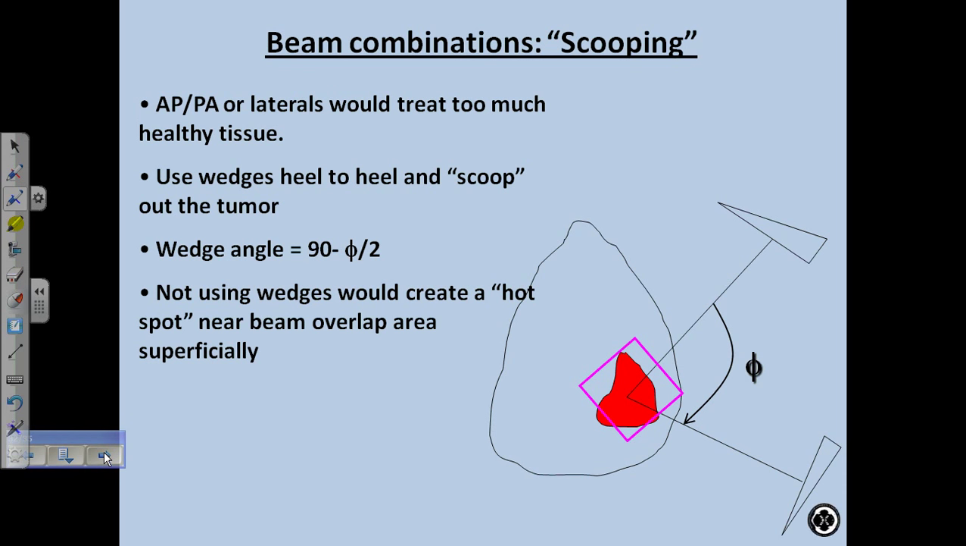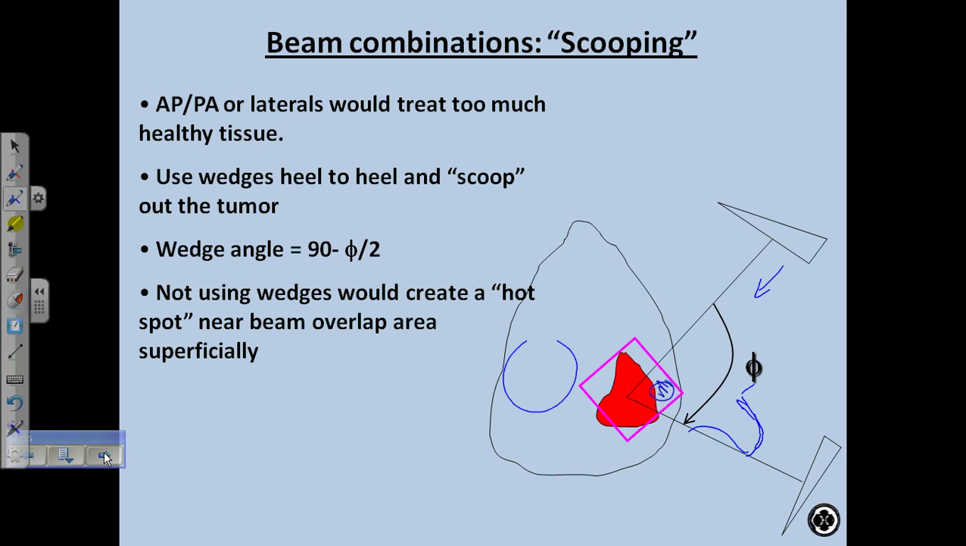If we want to treat opposed beams, we could do that, but we'd be irradiating this whole area that's healthy. To prevent that, we use a technique where a beam comes in this way, and a beam comes in this way. If you didn't have wedges, it would be extremely hot in this area, for two reasons. One, the beams overlap, and two, the depth is really shallow. To prevent that, we put in wedges heel to heel, and the profile looks like this. The dose is low here, and the dose is low there. Those two low doses reduce this hot spot, and you get decent coverage of the tumor.